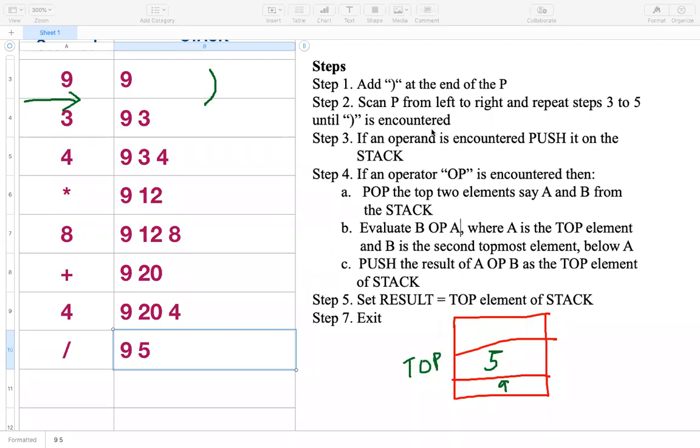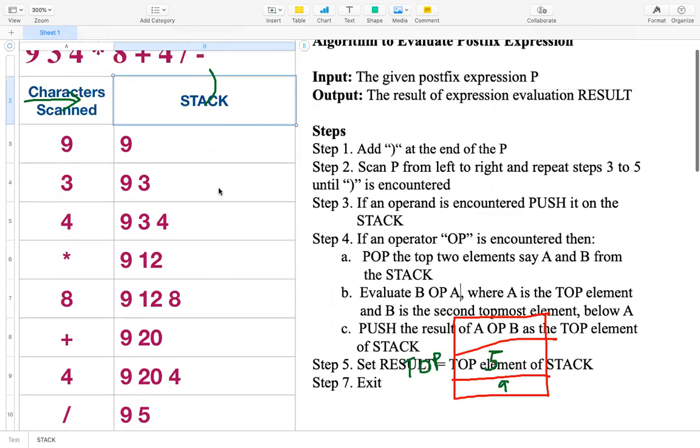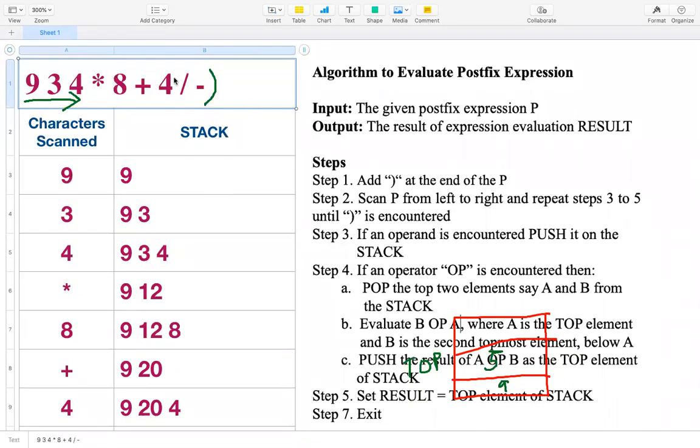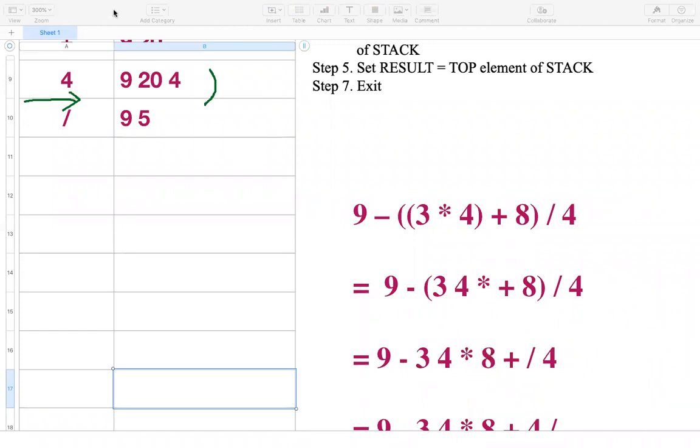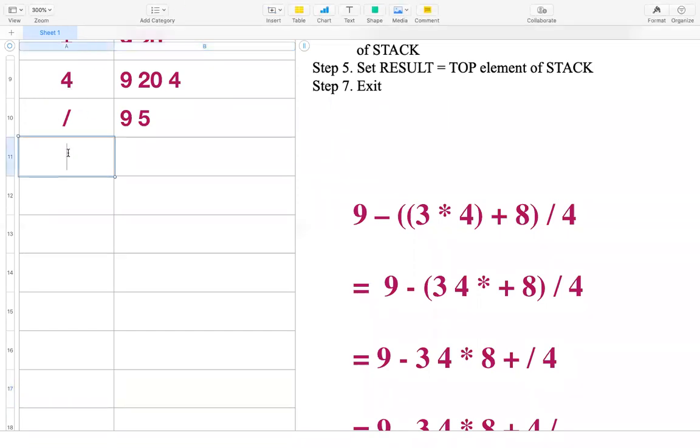Now what is the last character which is scanned? Let us go back and check. Okay. So this is my character. What is that? Minus. So I have a minus. So if I have a minus here, what is there in my stack?